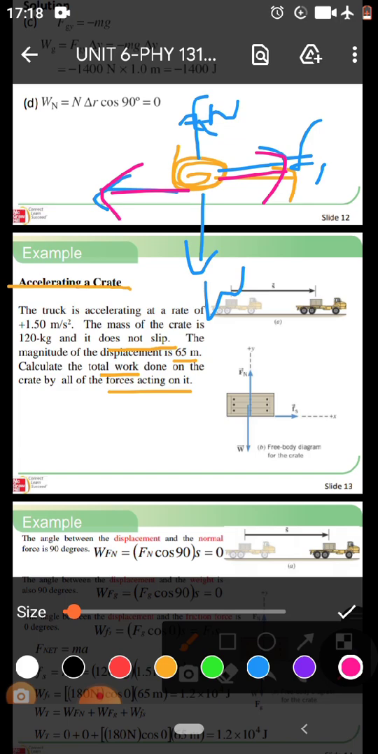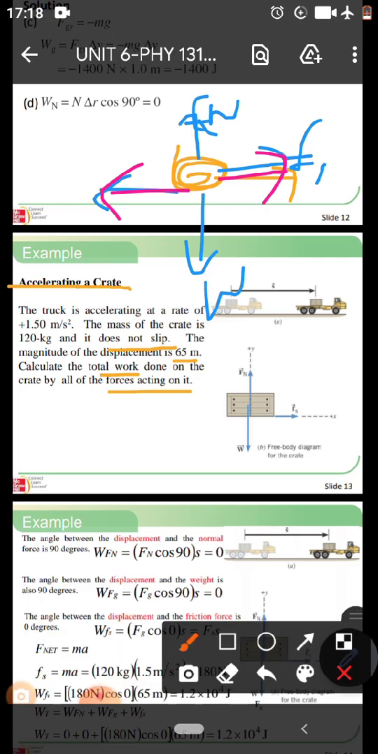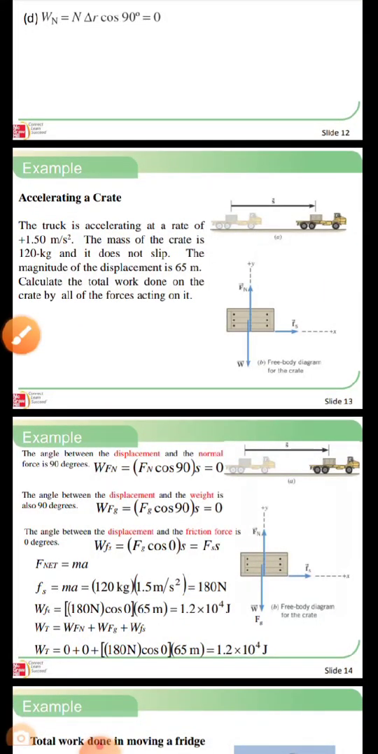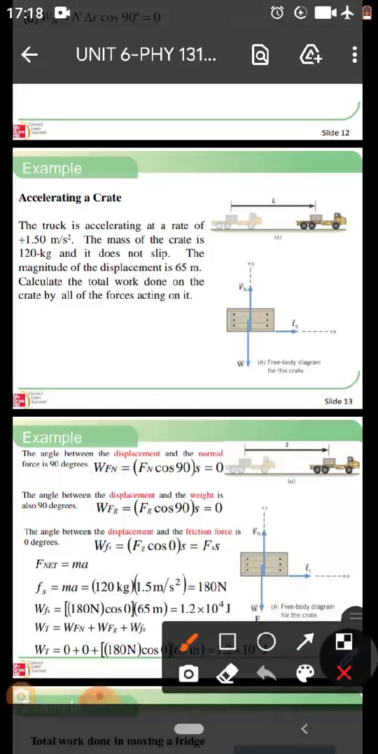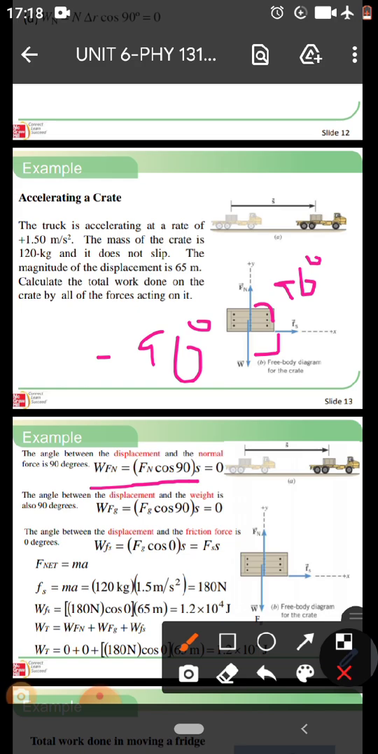The angle between displacement and the normal force is 90 degrees. So when you substitute into the equation of the work done, put 90 there, and then you have 0. The angle between displacement and the weight is also 90. It's actually negative 90 degrees, but the cosine of a negative is the same as the cosine of the positive. So that's why we have this as well.